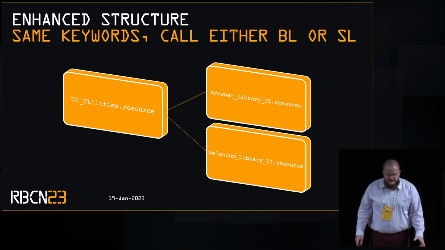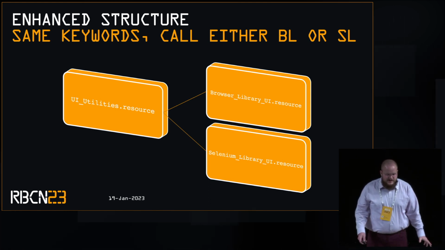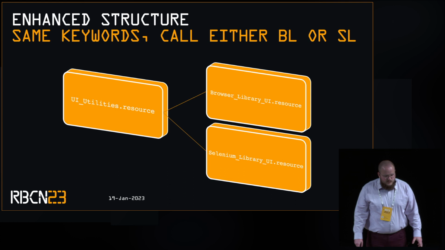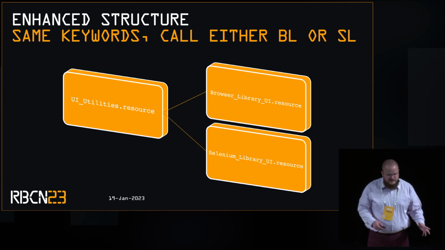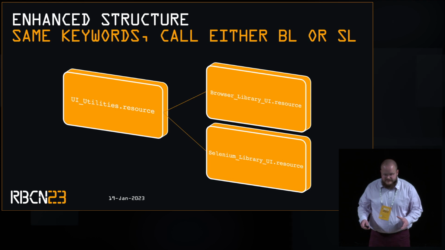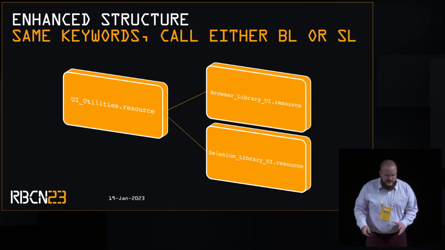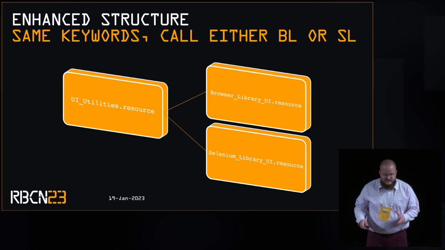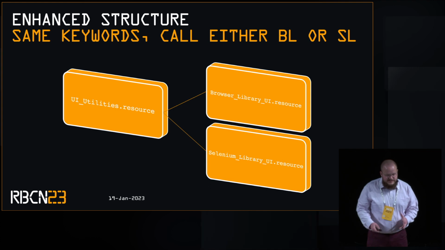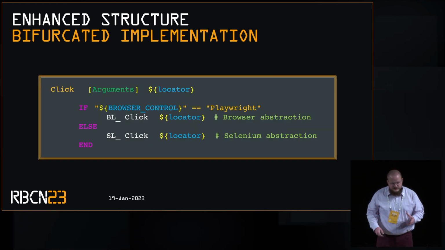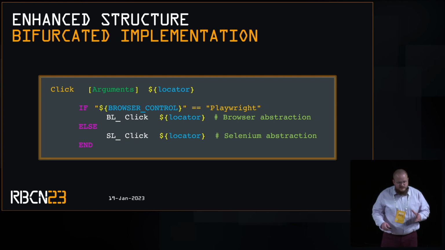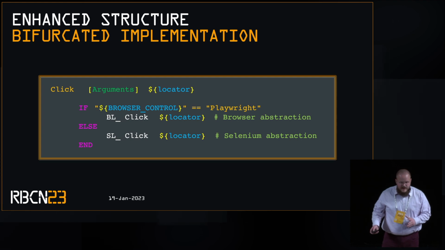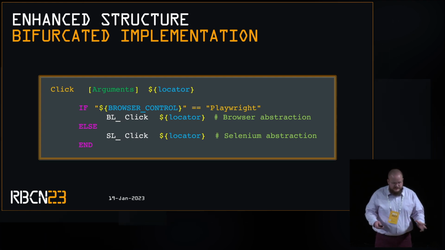Now, when we made the choice to try out Browser Library, we introduced a couple new resource files. We essentially took our old UI utilities resource and moved it to this Selenium Library UI resource, and then created a mirror of it that included Browser Library implementations of the same keywords. And then UI utilities now includes a number of keywords that switch depending on which browser control you'd actually like to use. So we can actively compare how one browser control works to another.